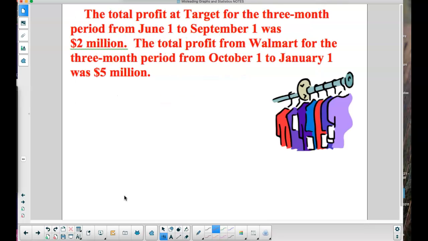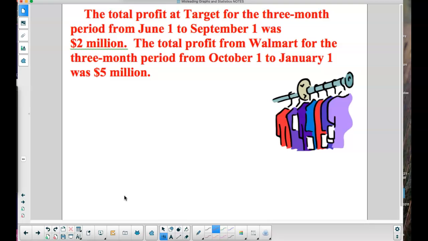Okay. How about this one? Total profit at Target for the 3-month period from June 1st to September 1st was $2 million. Total profit from Walmart for the 3-month period from October to January was $5 million. By reading this, I'd have to assume that Walmart's the better store to shop at. They make way more money. What's wrong with this data? Anybody notice? The dates are different.